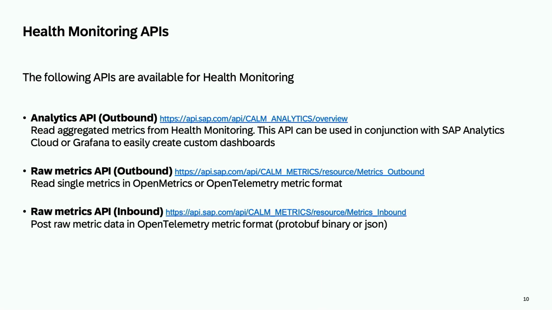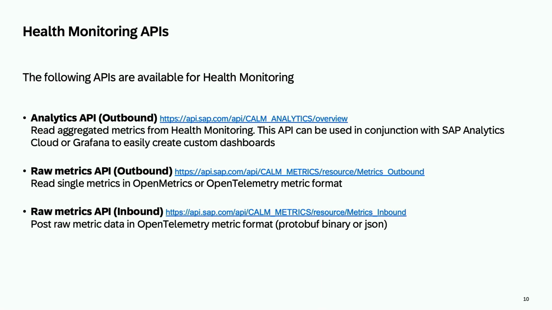You have the capability to send OpenTelemetry metrics to Cloud ALM, and we support OpenTelemetry metrics, logs, and traces. In health monitoring, you can then see the metrics which you have been injecting. For the outbound part, we have two APIs. We have one analytics API, which is mainly for creating analytical charts, and we have a raw API where you can get the raw data out, which you could then also use to forward to other monitoring systems.